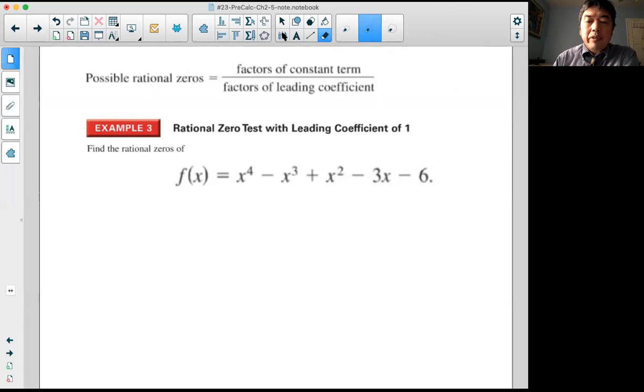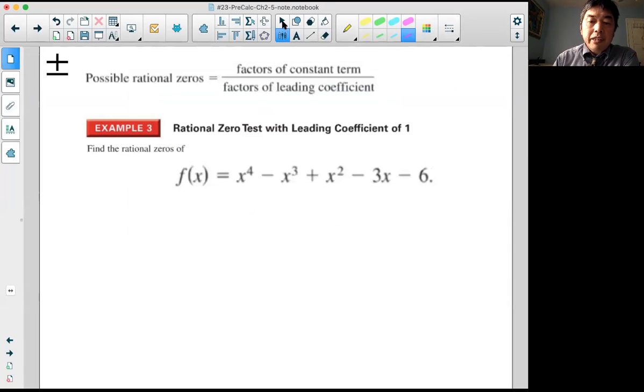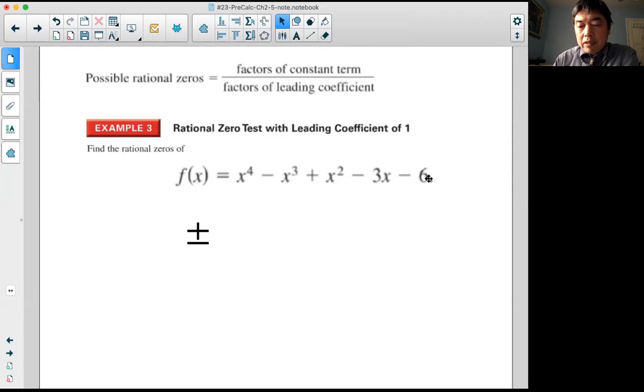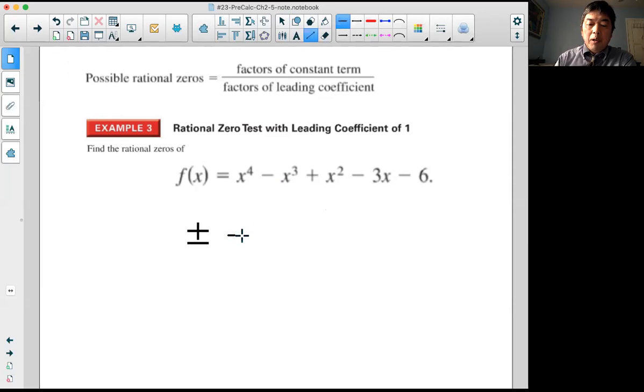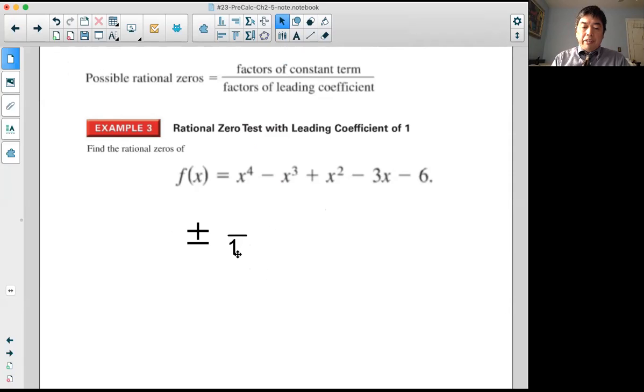So let's write down the possible terms. You have to write them plus or minus here. I need this sign only. Everything is plus and minus here, and I use a comma. So first you write down 6. The denominator is a factor of the leading coefficient, so it must be 1 here, right? 1 here.